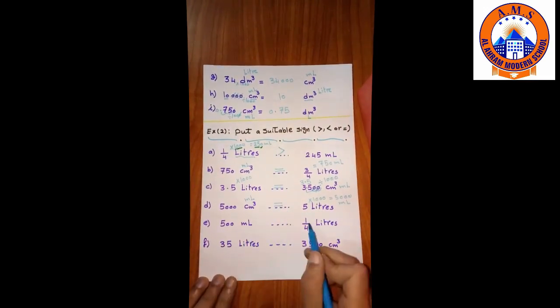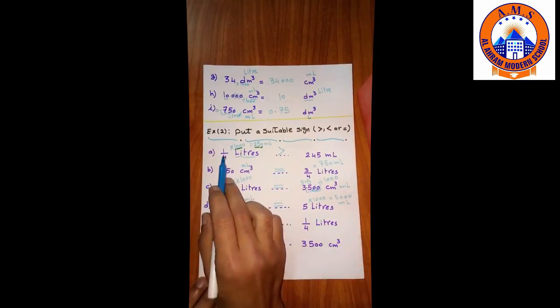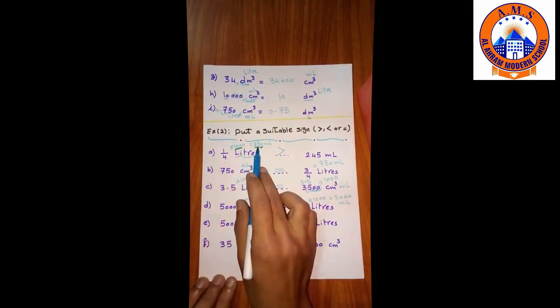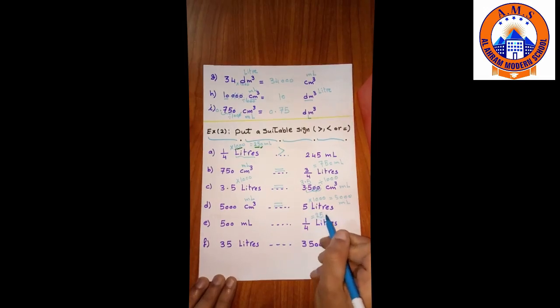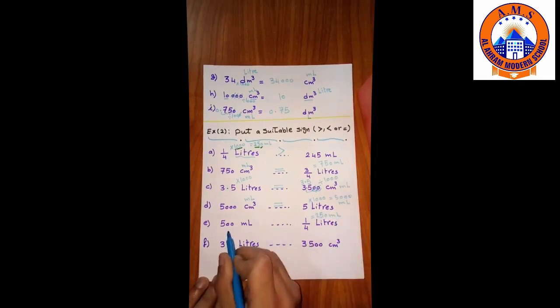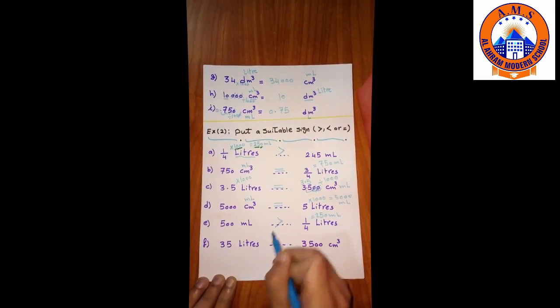500 milliliters and a quarter of a liter. A quarter liter here in question number A was equal to 250 milliliters. So this is equal to 250 milliliters, and this amount is 500. So 500 is greater than 250.